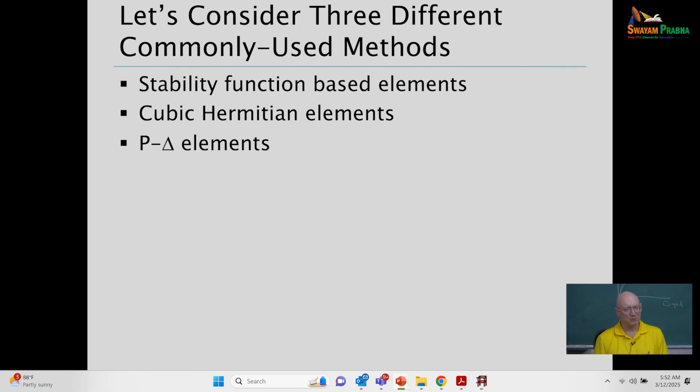But then some codes, like SAP 2000, for example, depending on what options you're selecting, will be using either a cubic Hermitian or a P large delta element. So P large delta is also important to understand.